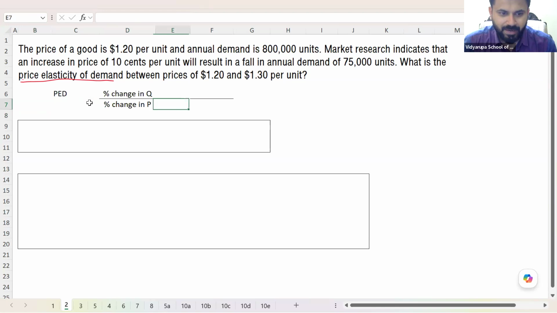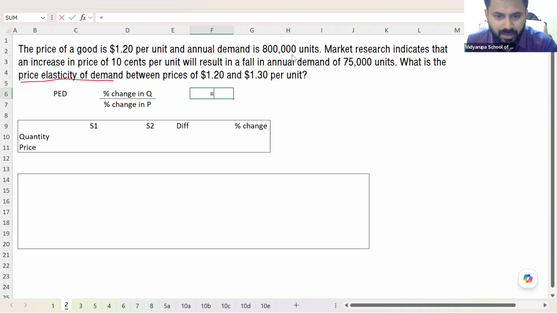The formula is the same. PED will be percentage change in quantity divided by percentage change in price. That's how we'll compute it. Now, if I want, I can go about it systematically, but the most convenient way of doing it, if you ask me, is I can easily get the change in quantity here.